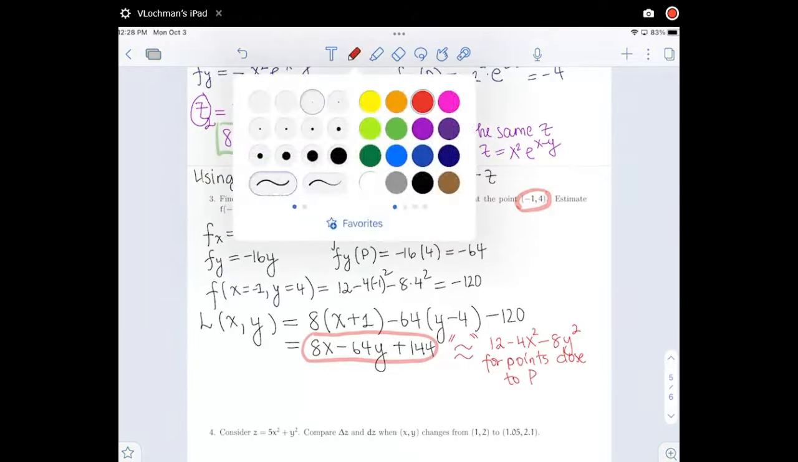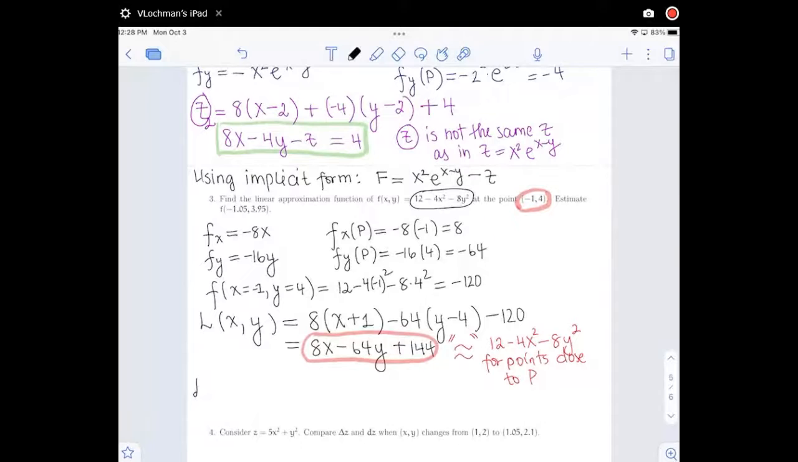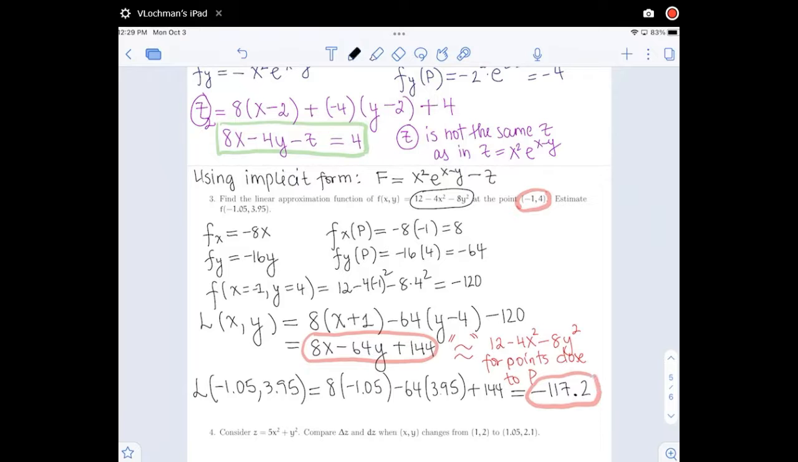We can do that. So now let's go ahead and approximate it. So L evaluated at (-1.05, 3.95). We just plug this in. So 8 times negative 1.05 minus 64 times 3.95 plus 144. And once you do this, we're going to get negative 117.2. Okay, so that's our approximated value.